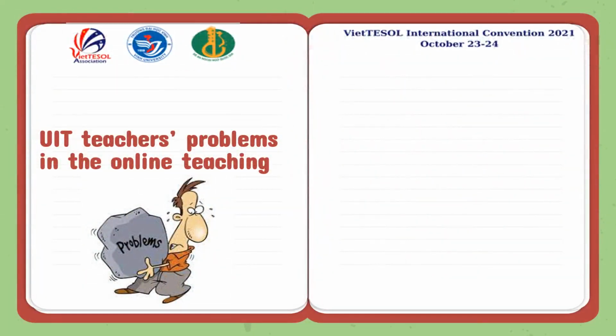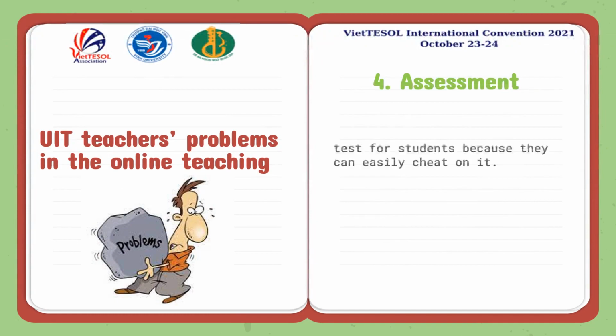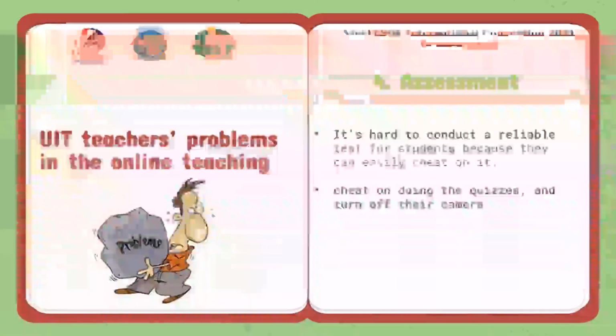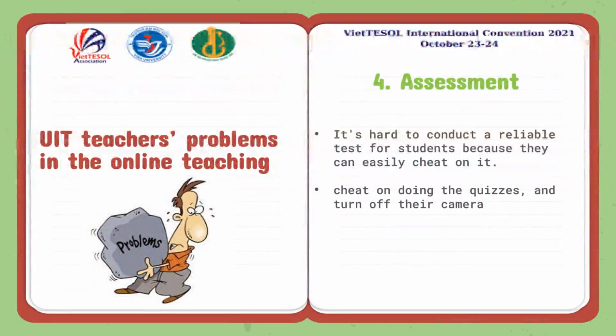The last problem is the assessment. The teacher finds it hard to conduct a reliable test for students because they can easily cheat on it, especially during the quizzes, when the students turn off their camera and do some research in other sources.